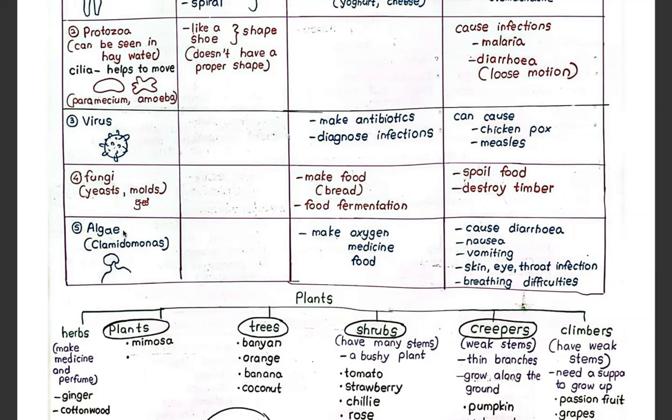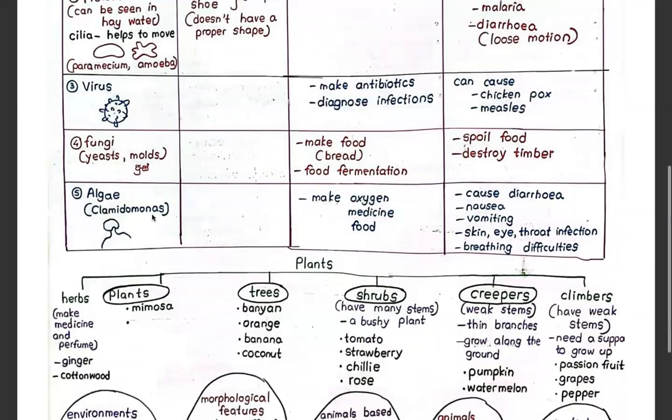Then let's have a look at algae. Chlamydomonas. You can see a picture of chlamydomonas. What are the uses of chlamydomonas? To make oxygen, medicine and food, we need algae, chlamydomonas. What are the harmful effects of algae? It will cause diarrhea, nausea and vomiting, skin, eye, throat infections, and it will cause breathing difficulties, right?